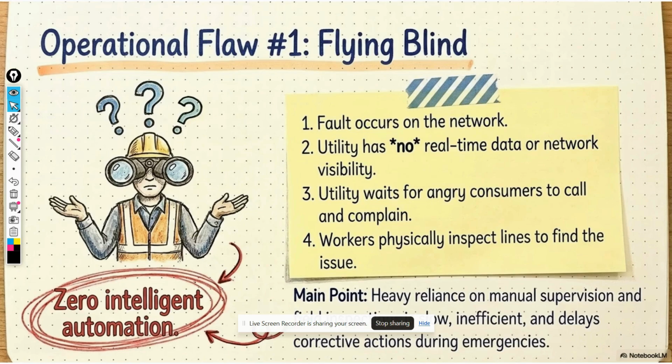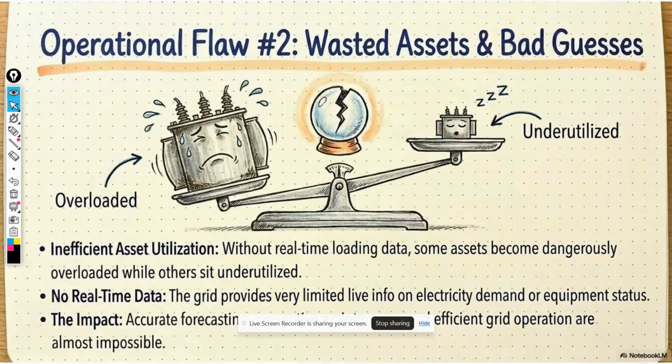Because of limited automation, the conventional grid cannot respond quickly to changing operating conditions. The smart grid overcomes this limitation by using intelligent electronic devices, remote control switches, SCADA, and automated control systems. Then moving to the next point.